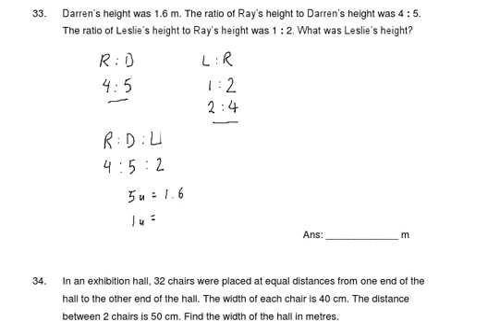So when 1.6 divided by 5, what do I get? 0.32. Now, what was Leslie's height? Leslie's height is how many units? 2 units, right? And it's actually 0.64 because you multiply by 2.